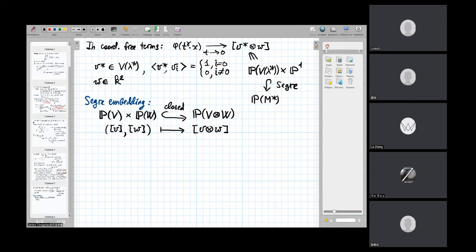And what we have just seen is that the limit point of the orbit of this one-parameter subgroup lies in a subvariety in this projective space, which is given by the Segre embedding. Okay, so what have we done? What do we get finally? We are close to finishing the proof of the theorem.